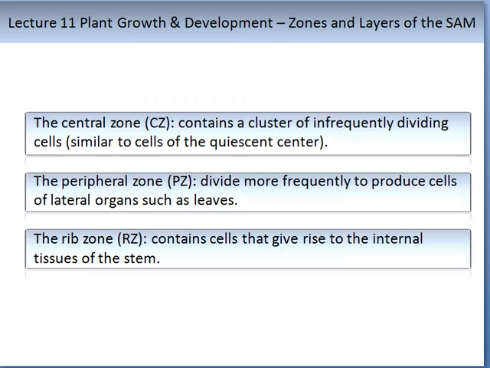Now I'm going to talk a little bit about zones and layers of the shoot apical meristem. The central zone, or CZ for short, contains a cluster of infrequently dividing cells, similar to the cells of the quiescent center. The peripheral zone, or PZ, divide more frequently to produce cells of lateral organs such as leaves, while the rib zone, or RZ for short, contains cells that give rise to the internal tissues of the stem.